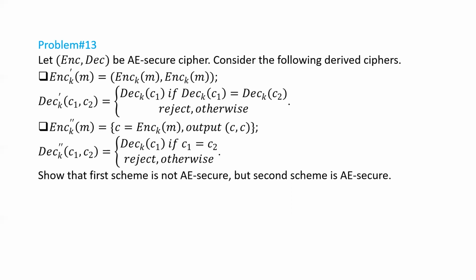So if the original scheme is AE secure, then this derived scheme ENC double dash, DEC double dash is also AE secure, because by the use of the encryption oracle or the decryption oracle, the adversary gains no extra information than with the original ENC-DEC scheme. Okay. So we conclude that the second scheme is AE secure.